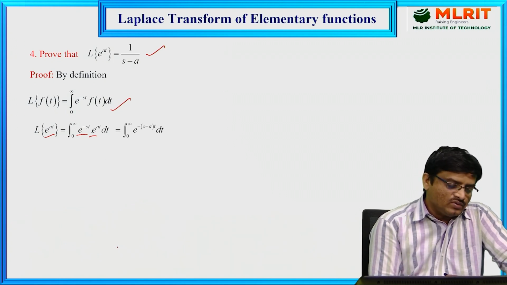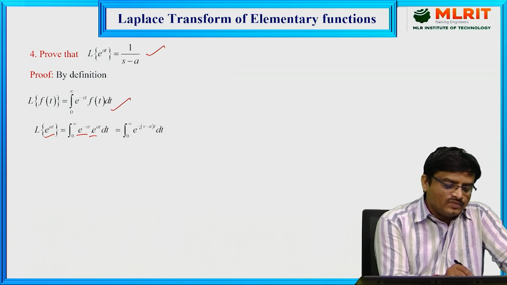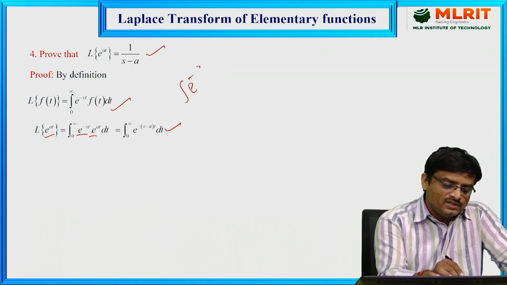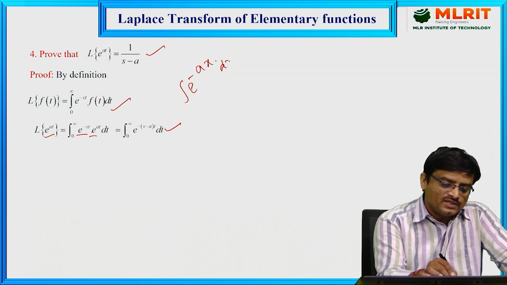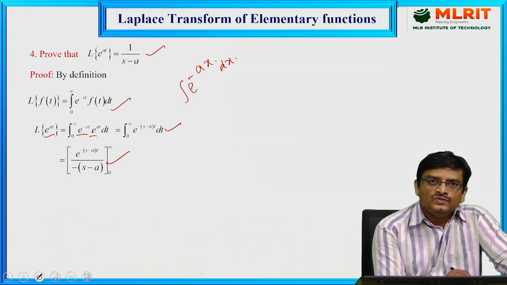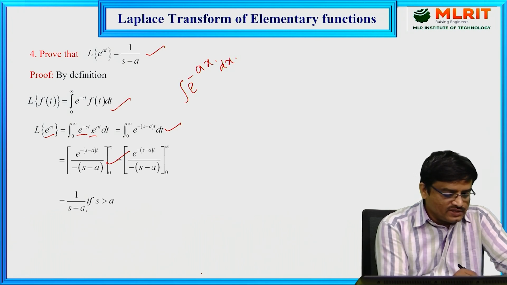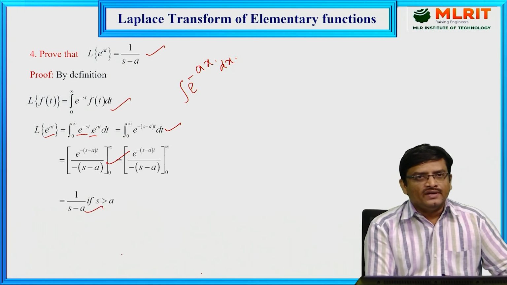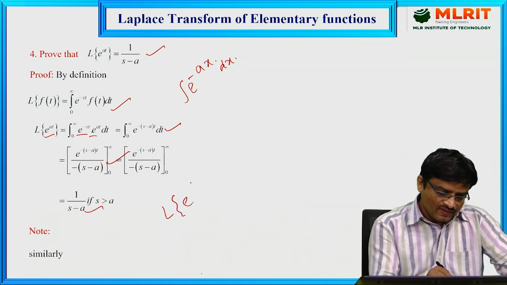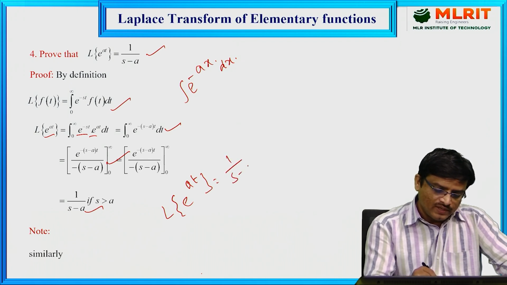The bases are equal, so we must add the powers. By adding this, you will get e power minus of s minus a into t into dt. Use the formula for the integral of e power minus ax into dx, find that integral value, substitute the upper limit and lower limit, and we get our required value, which is equal to 1 by s minus a. So finally we can conclude the Laplace transform of e power at is equal to 1 by s minus a.